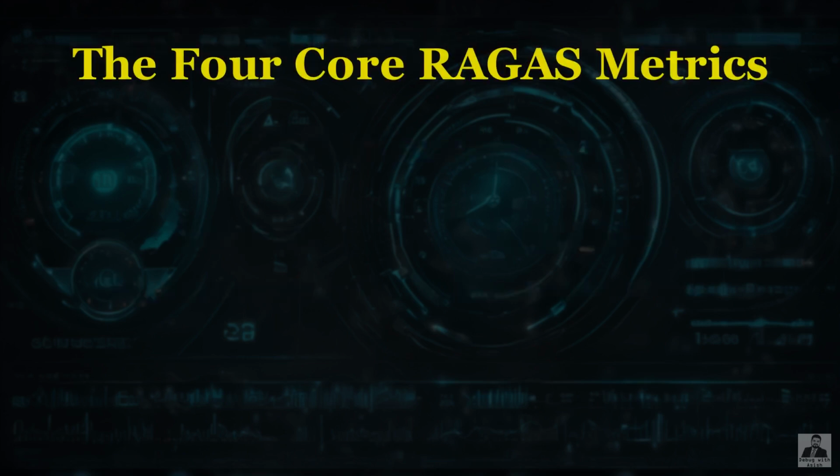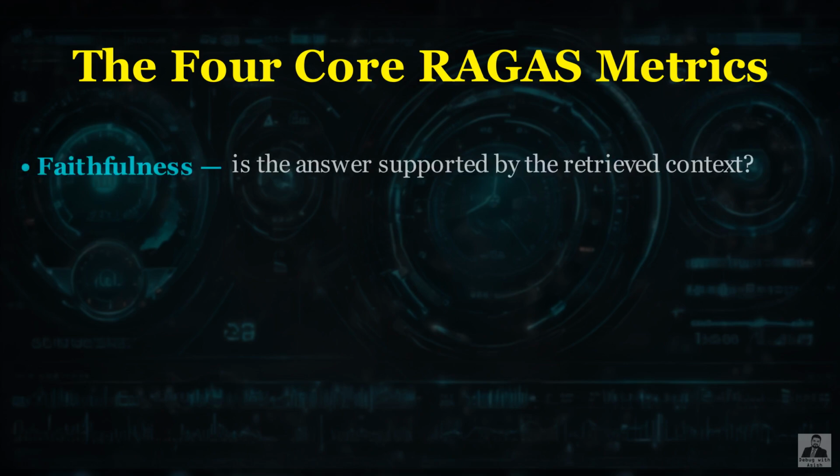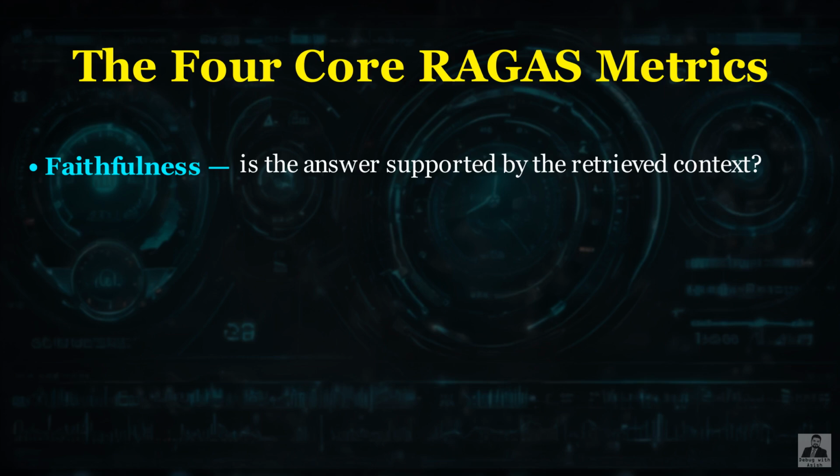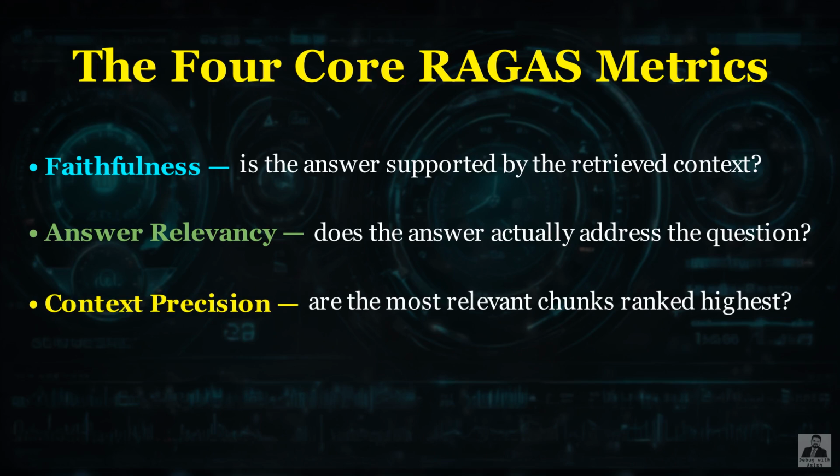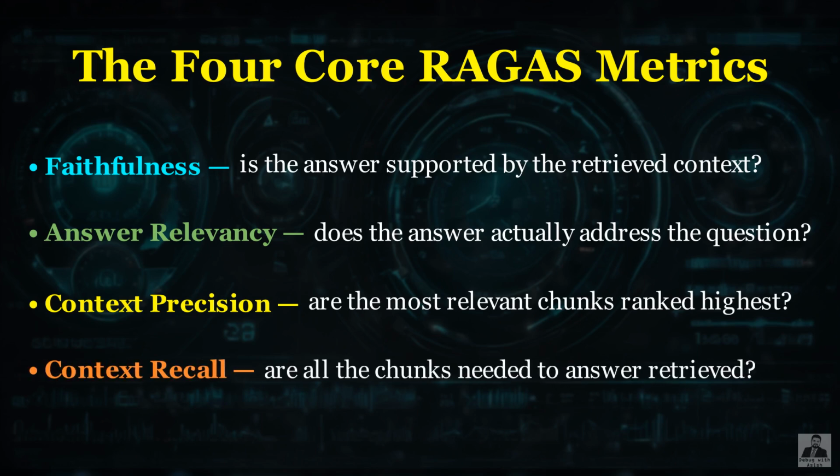RAGAS provides 4 metrics that together cover the full RAG pipeline. Faithfulness measures whether every claim in the answer can be traced back to the retrieved context. Answer relevancy measures whether the answer actually addresses what was asked. Context precision measures whether the most relevant chunks are ranked at the top of the retrieved list. Context recall measures whether all the chunks needed to construct a complete answer were actually retrieved.